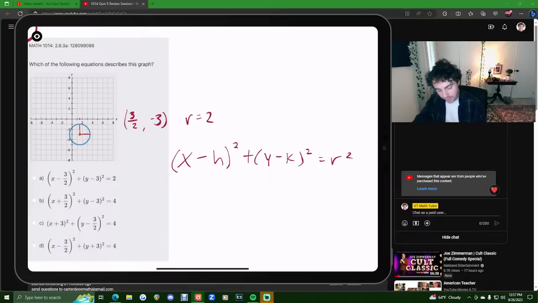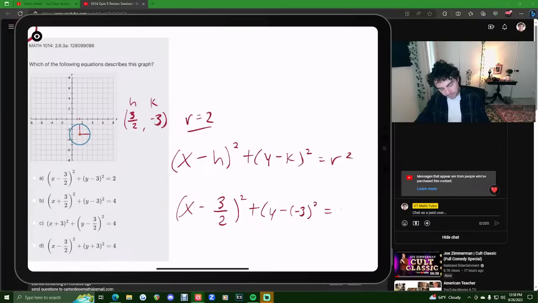So h and k are the location of the center. They're the x and y values respectively. R is the radius. So if we just plug everything in, plug in 3/2 for h, plug in -3 for k, and 2 for r. We have 2 squared. 2 squared is 4, and then subtracting a -3 would be adding 3.